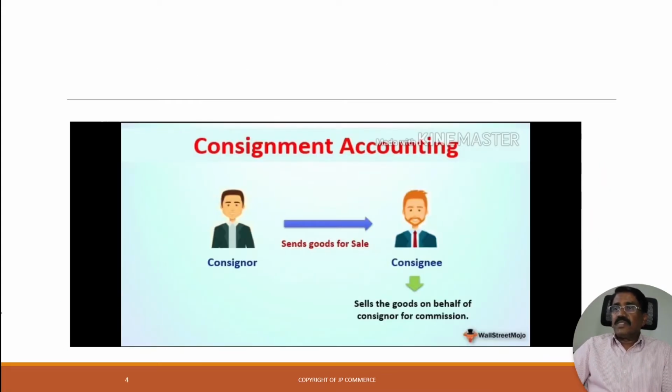Here, in this picture, we see the consignment account. The first person is the consignor, the principal, who is sending goods, and the second is the agent. The consignee is the agent. Now he is sending goods to the consignee. The consignee is selling in return, selling goods to the customers on behalf of the consignor. So he sells the goods for commission.